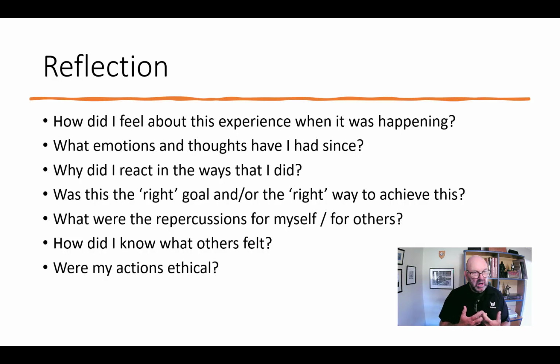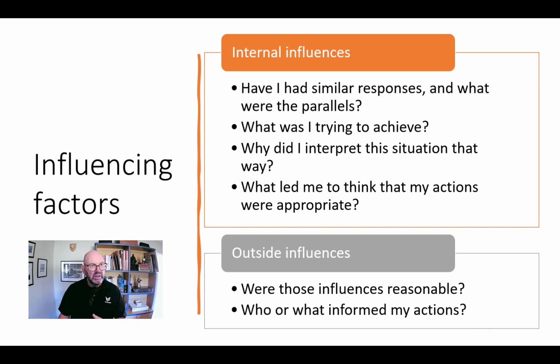So in terms of writing up the area of reflection, what we're looking for is that inward gaze that identifies what from within you has influenced the case. And from here we can move on and discuss what the external influencing factors were. So we've talked about the internal influences, and we can look at the parallels on what I was trying to achieve and how did I interpret the situation and why did I do it this way. And then secondly, we can look at outside influences.